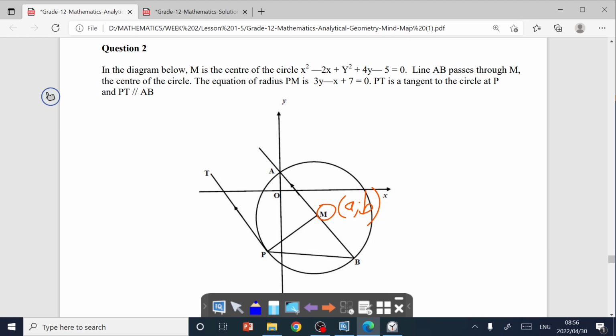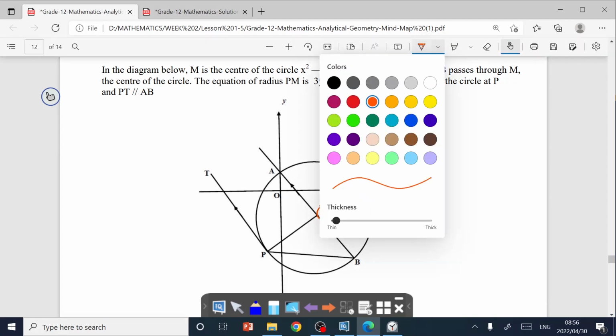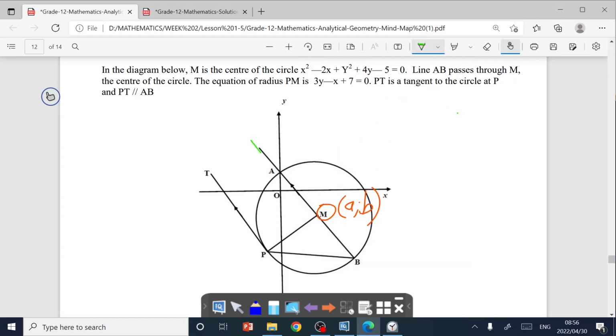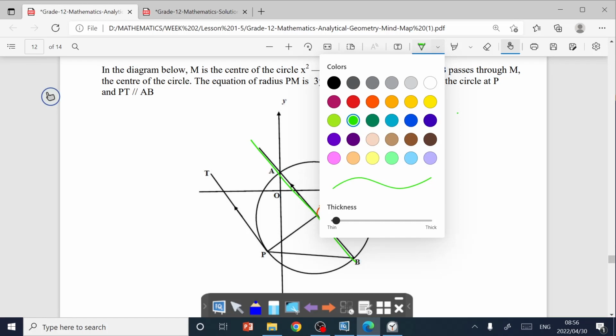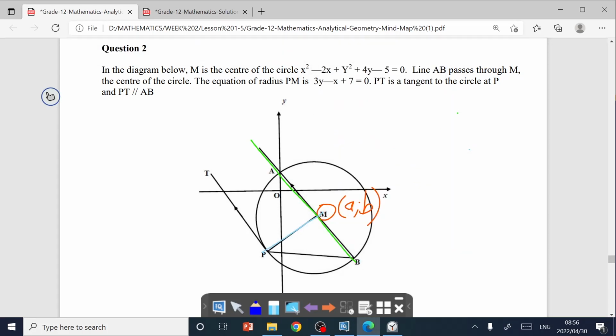Line AB passes through M, the center of the circle. Okay, let's see that. So here's line AB, which passes through M, the center of the circle. We can visualize that, yeah? The equation of radius PM is 3y minus x plus 7 is equal to 0. So what they're saying here is you are given the equation of line PM. They've given it to you.